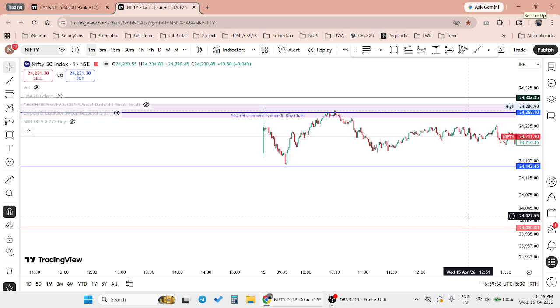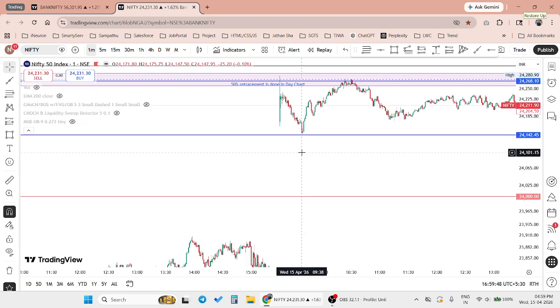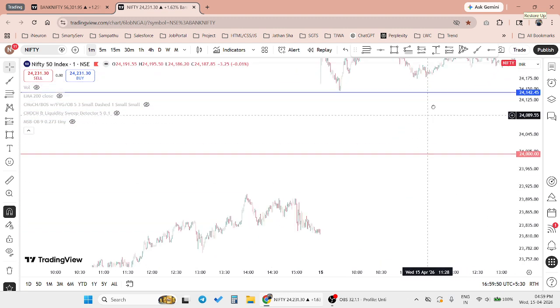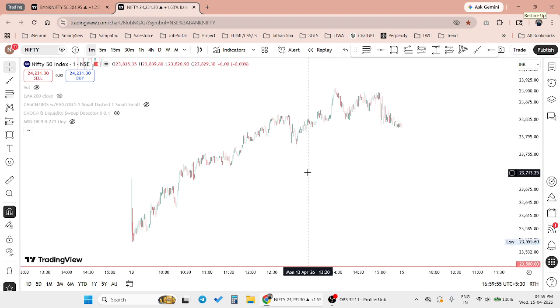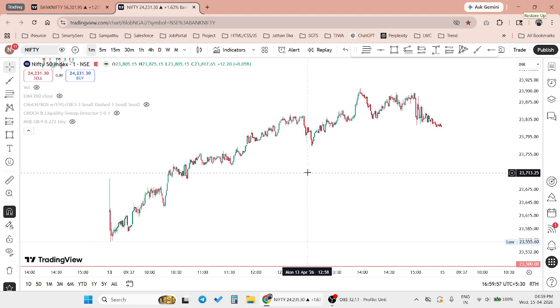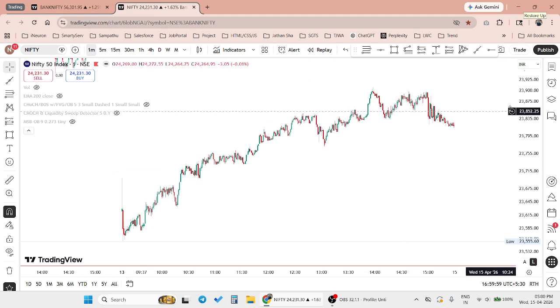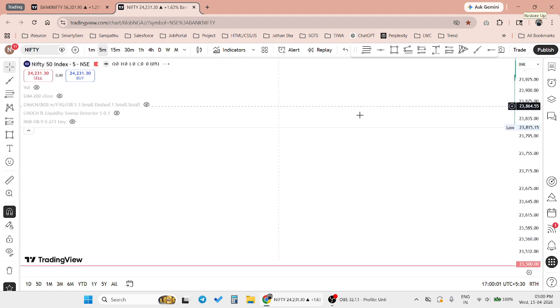So today is 15 April 2026. Let's see the post market analysis on Nifty 50. Let's see how it has performed in the previous day, that is on 13th April. So you can see on 13th April, I'll switch to 5-minute candle first.